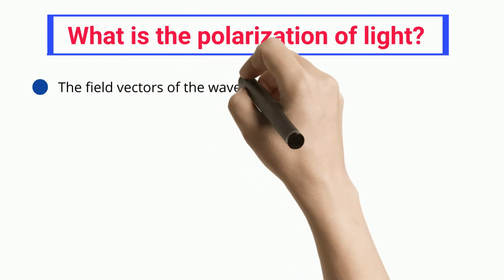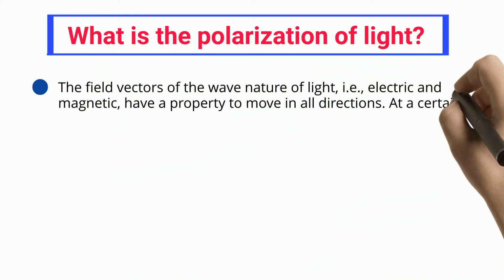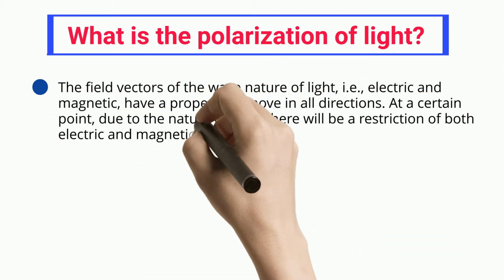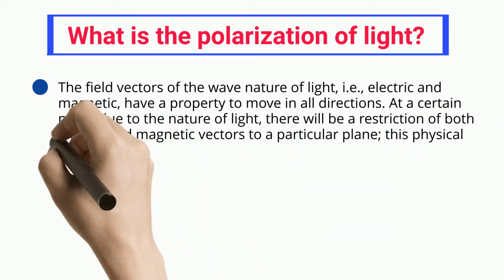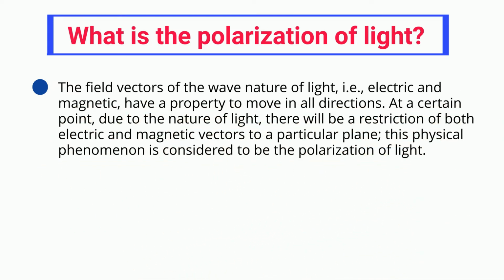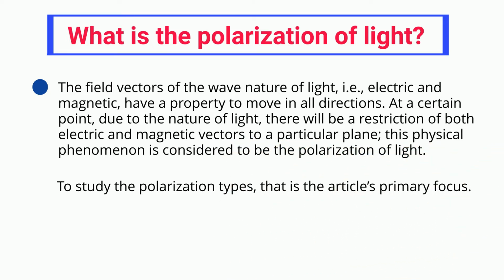The field vectors of the wave nature of light, i.e., electric and magnetic, have a property to move in all directions. At a certain point, due to the nature of light, there will be a restriction of both electric and magnetic vectors to a particular plane. This physical phenomenon is considered to be the polarization of light. To study the polarization types is the primary focus of this article.